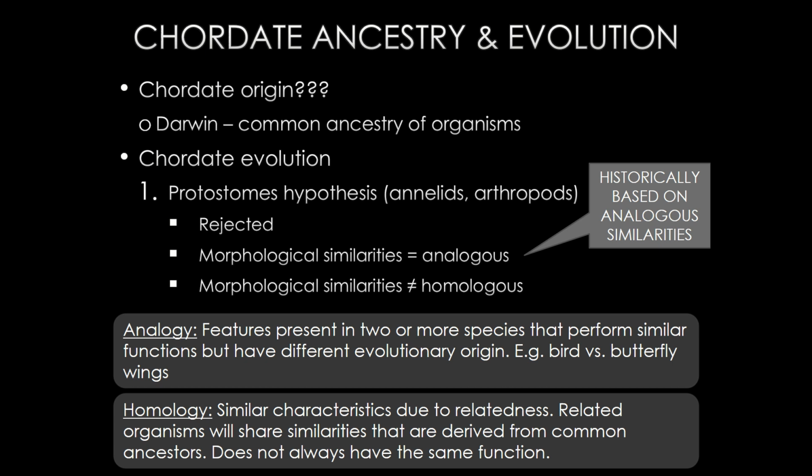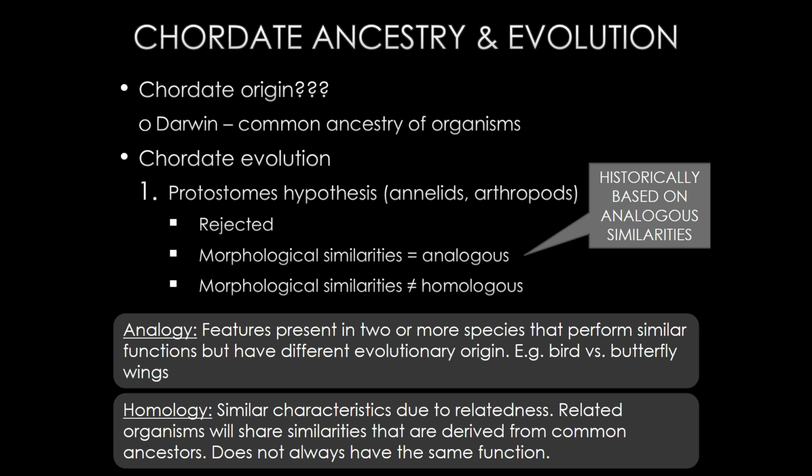But homologous similarities are similarities where organisms share morphological features that are based on a common ancestor. At least there's consistency between them, and you can show that something less complex has potentially given rise to these different types of structures. That's the theory behind homology. So all I want you to know from this is that, from a chordate evolution perspective, some of the early ideas were that they came from annelids or arthropods, and that was proven to be incorrect. And then they had issues with these two types of similarities and trying to understand what the ancestry would be based on them.